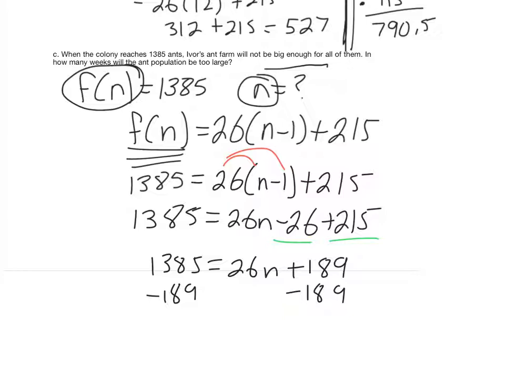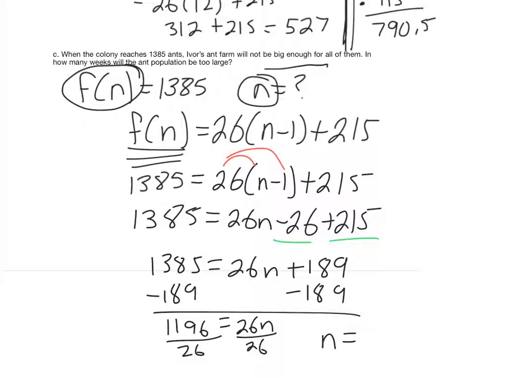And if we do that, we would get 1,196. And we would divide by 26 next. And if we divide by 26 on both sides, we would get n equals 46. So after how many weeks would we have 1,385 ants? 46 weeks. So your answer would be 46.